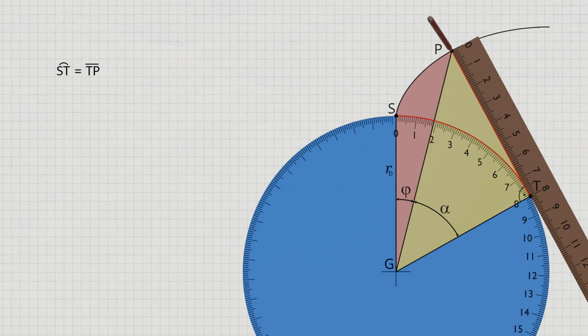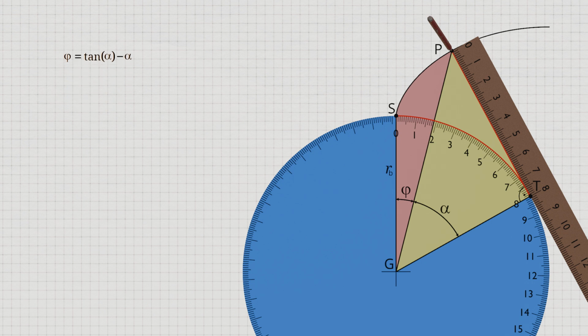If we use radians to specify the angles, the circular distance SD results from the product of the base circle radius and the sum of the angles phi and alpha. The distance TP can be determined from the base circle radius and the tangent of the angle alpha. This means that the stated relationship between the angle phi and the angle alpha applies.